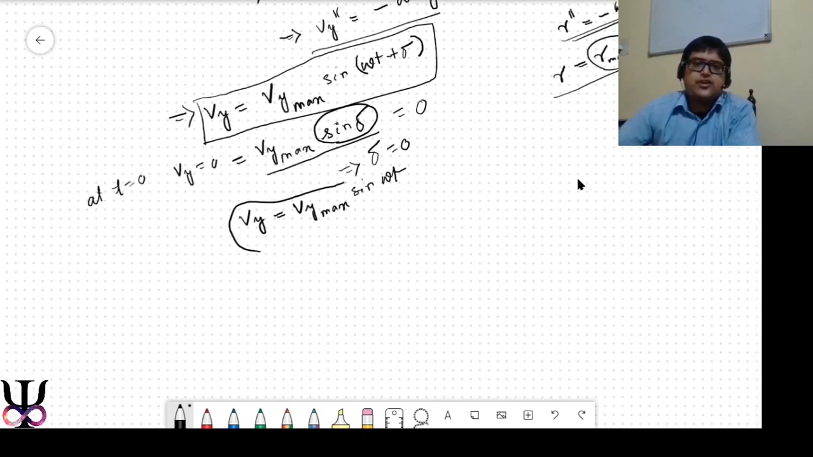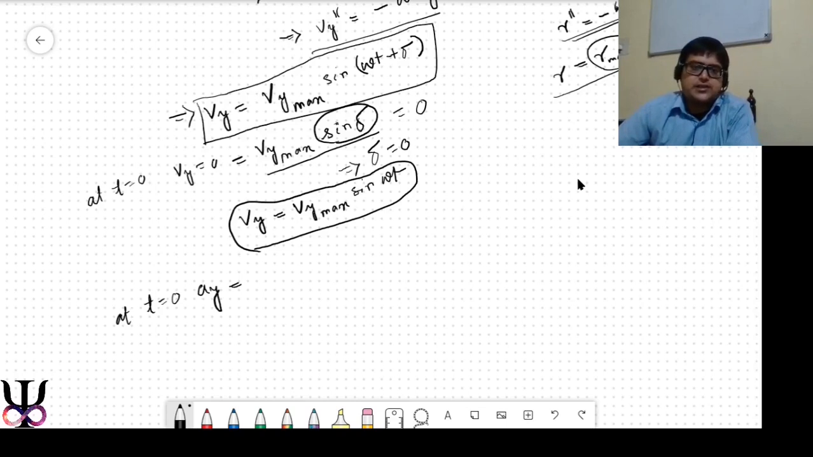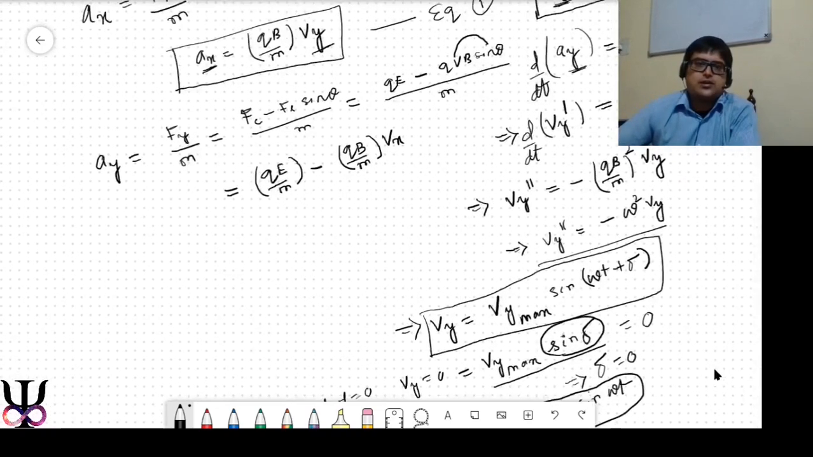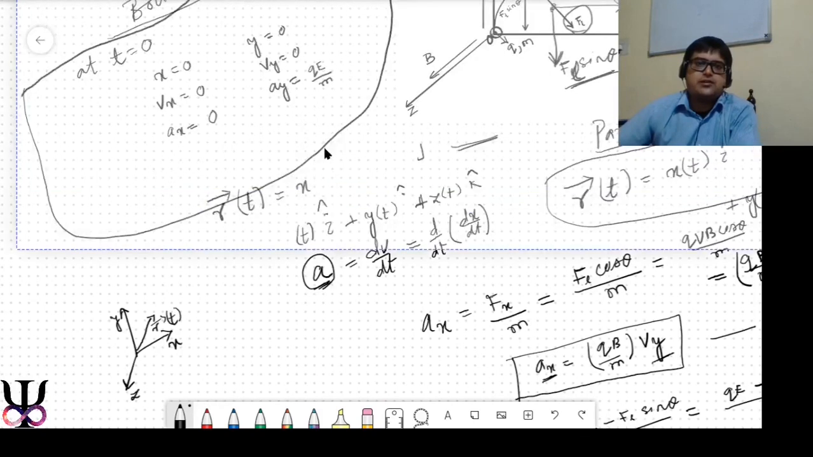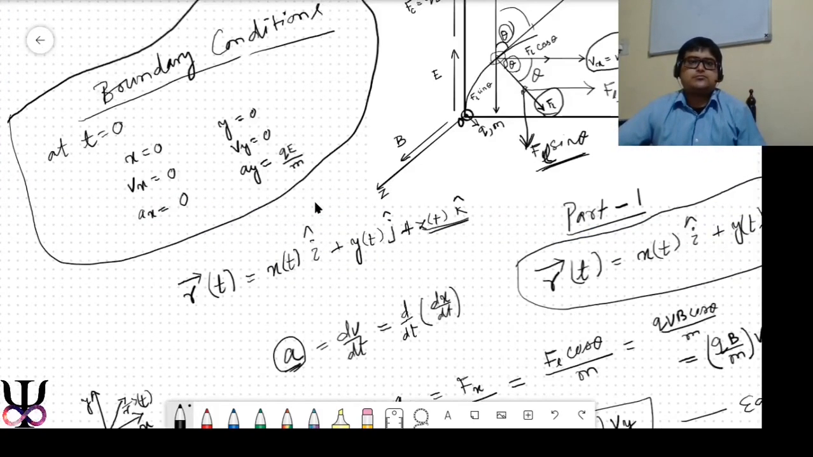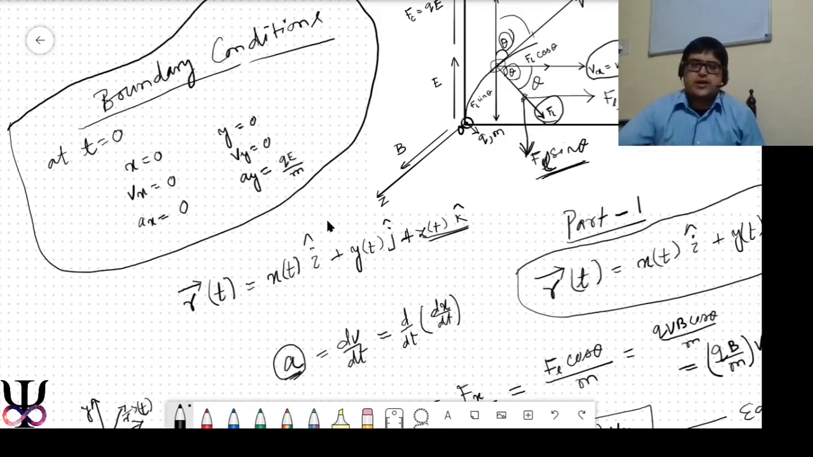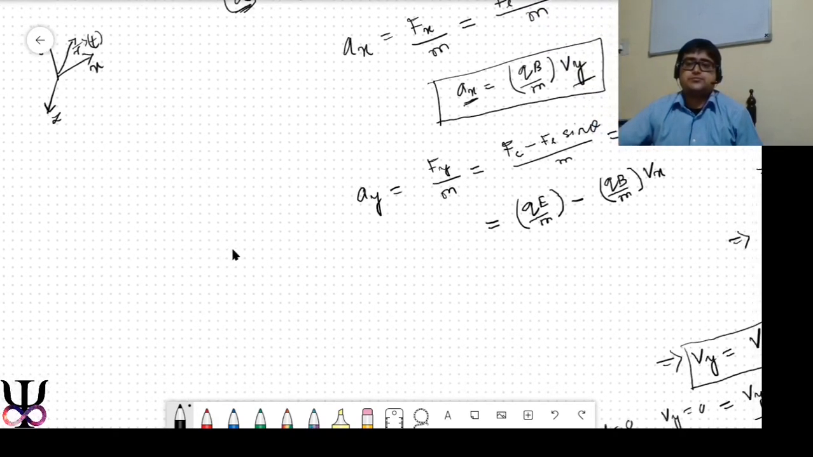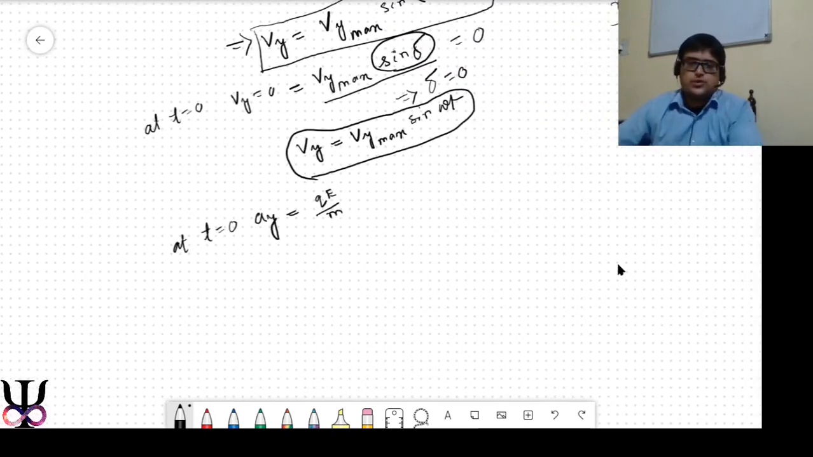So we further have to simplify it. How do you find that? We also know that at t equals 0, ay, the acceleration along the positive y-axis, is qE upon m. That's the acceleration, as we have noted in the boundary conditions up above, right? So that's the boundary condition we are going to use right now. However, we have only vy. We don't have anything else. So if we have vy, how do you find ay?